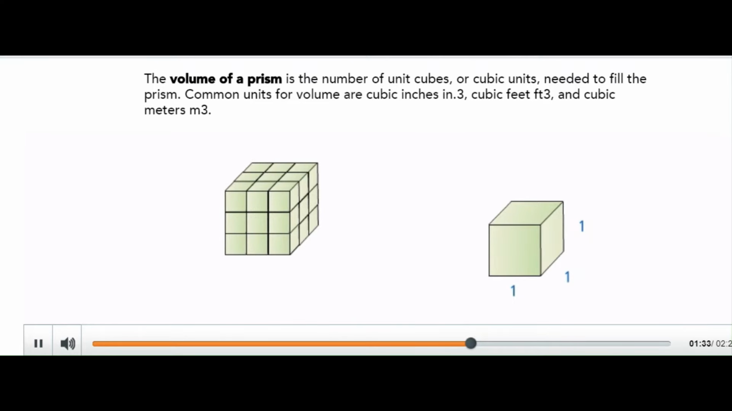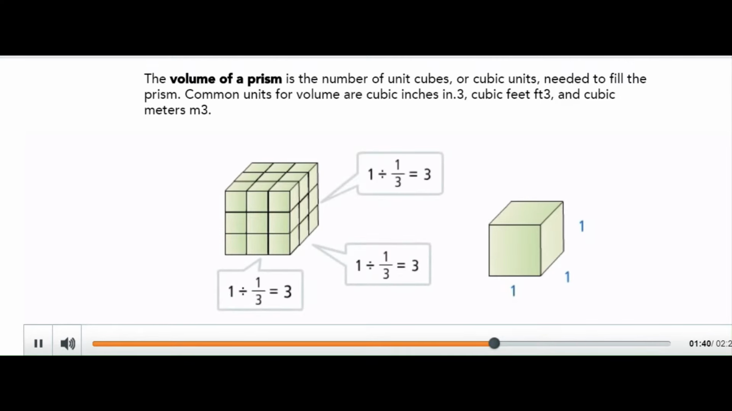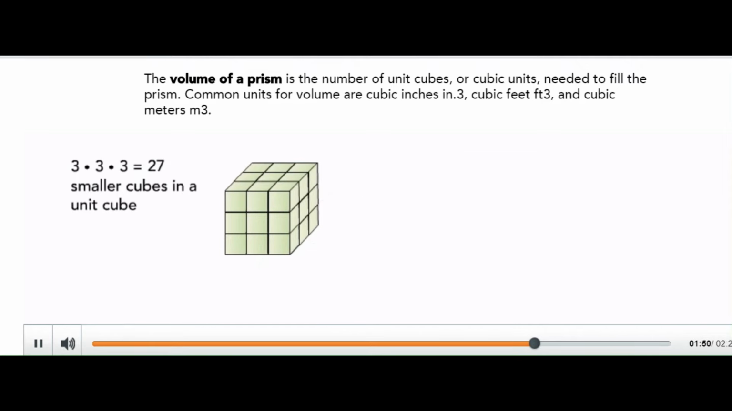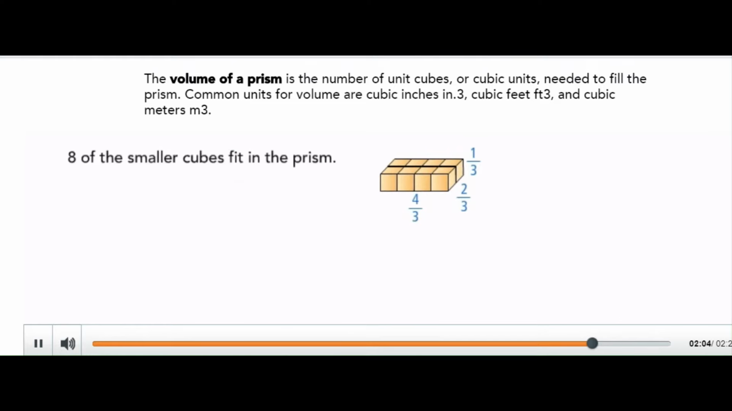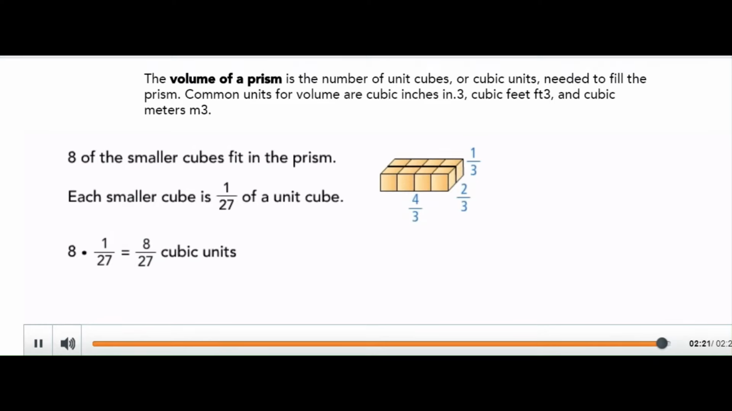find the number of smaller cubes that fit in a 1 by 1 by 1 unit cube. Twenty-seven smaller cubes fill a unit cube. So each of the smaller cubes is 1/27 of a unit cube. That's the volume of the small cube. Look at the original prism again. 8 of the smaller cubes fit in the prism. Each smaller cube is 1/27 of a unit cube. So the volume of the prism is 8 times 1/27, which equals 8/27 cubic units.